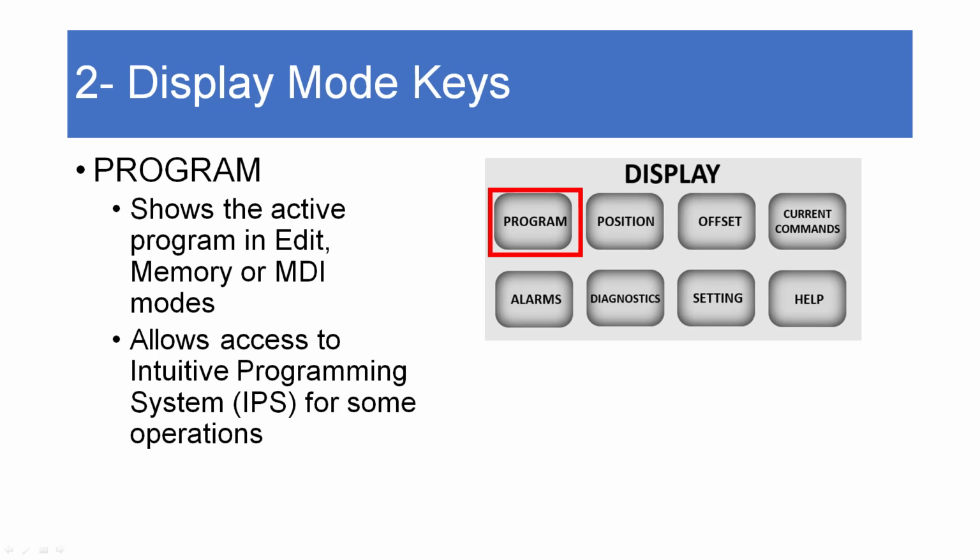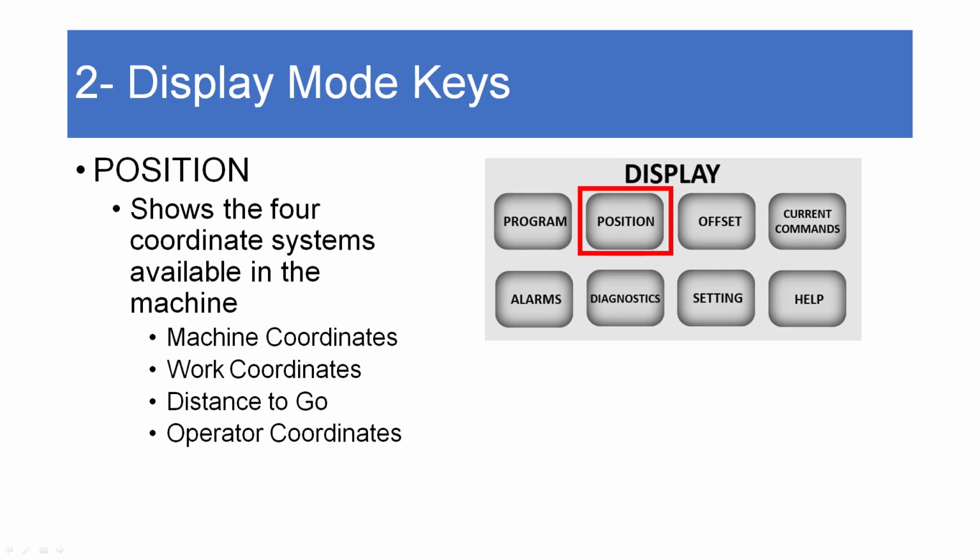Moving right, you'll find the position key. The position key changes the operator display to show the current coordinates of the tool. You can cycle between the 4 coordinate systems or display them all at once. The available coordinate systems include machine coordinates, work or offset coordinates, distance to go, and operator coordinates. We'll learn more about these coordinate systems in a future lesson on setting up the machine.